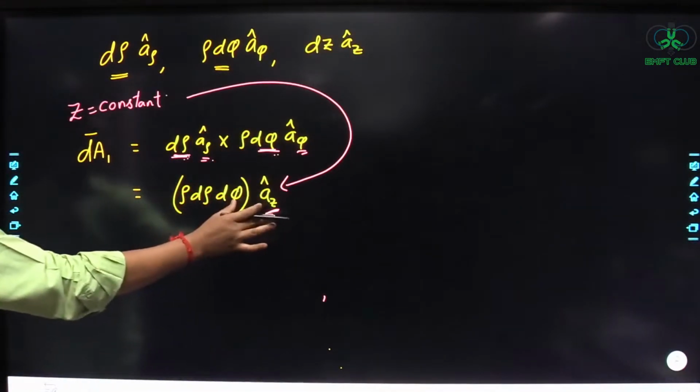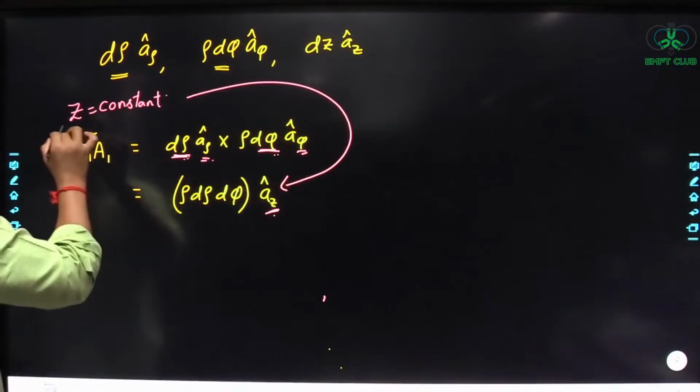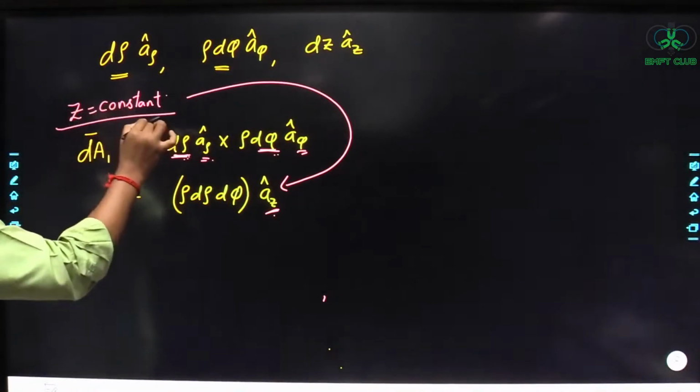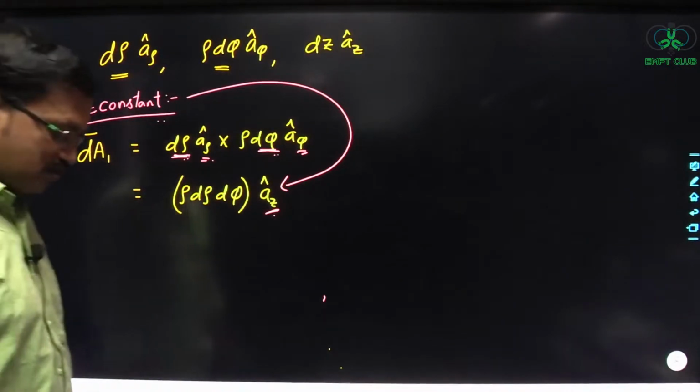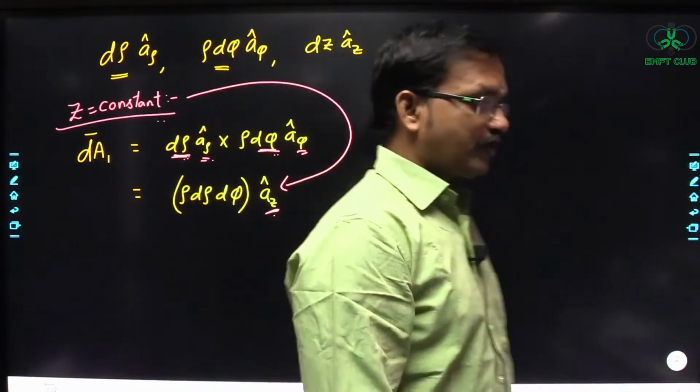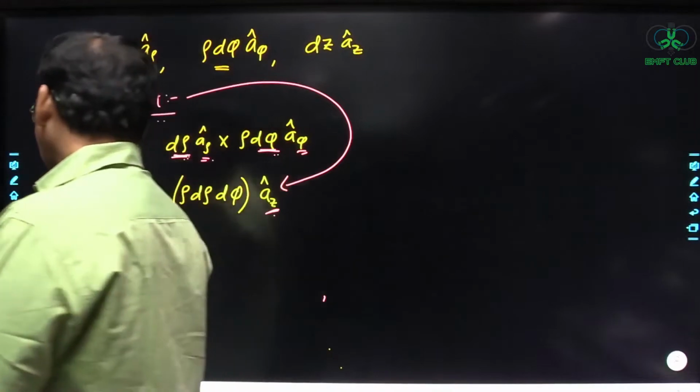So under this condition, the direction of the surface will be in the a_z cap direction, right? So this is called a z equal to constant plane. On the z equal to constant plane, what are the variables here? Rho and phi are variables. Understood?